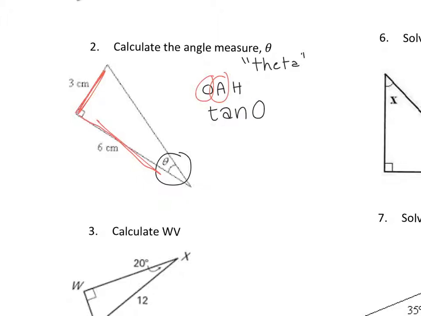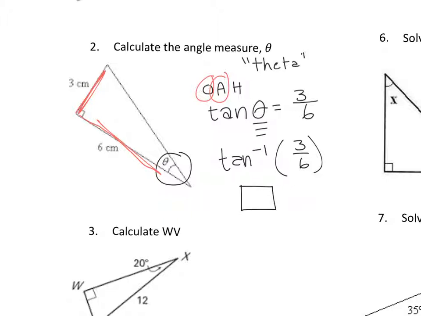So the tangent of theta equals opposite 3 divided by adjacent, which is 6. So since you're trying to find this angle measure in your calculator, you do tangent inverse of 3/6, or 1/2. So in your calculator you do tangent inverse 3/6, and you're going to get a degree measure. So make sure you answer with degrees.